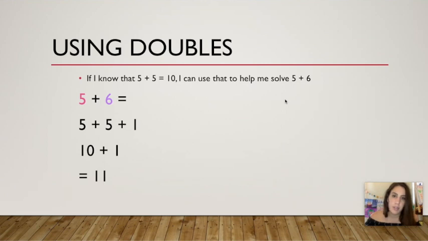Another example of an addition strategy you can use is using doubles. For example, if you know that 5 plus 5 is 10, you can use it to help you solve 5 plus 6. So right here we have 5 plus 6, and you might think about that as 5 plus 5 plus 1 instead, because if you know 5 plus 5, and then you just have to add 1 more, it might be easier for you to figure out than trying to count on or using a different strategy. So 5 plus 5 is 10, plus 1 more is 11.